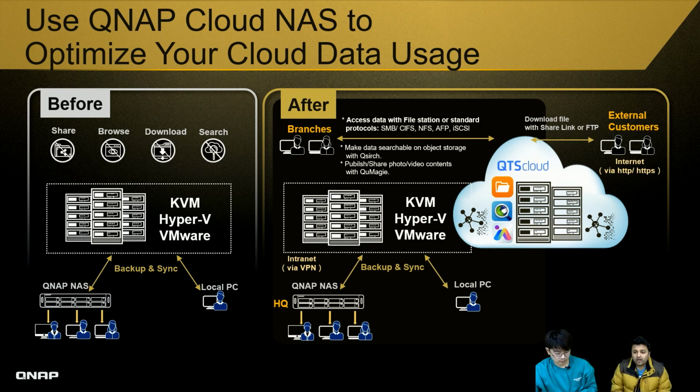Okay, so all the employees of any company can access the data. Once QTScloud is hosted on your local data centers on top of, let's say, Hyper-V or KVM or VMware, then all your local employees can access this cloud NAS, share their data, back up that data, and also share it using a share link or through FTP. They can manage all this data. So that's the main advantage of having QTScloud on private data centers.